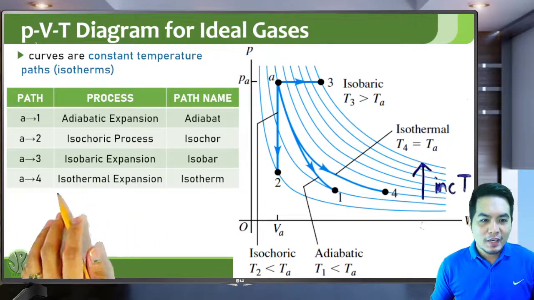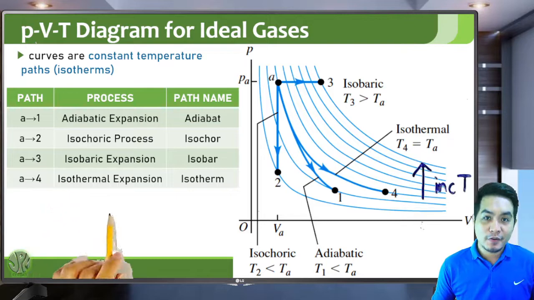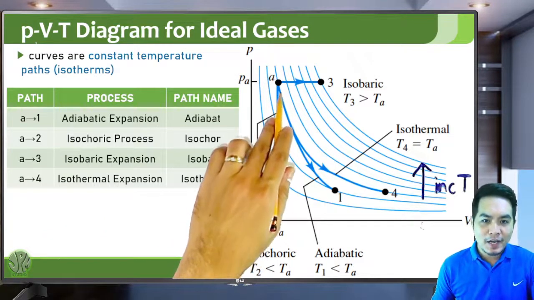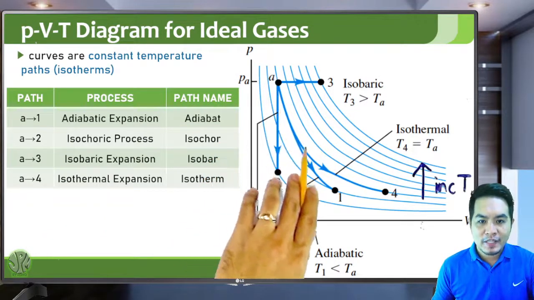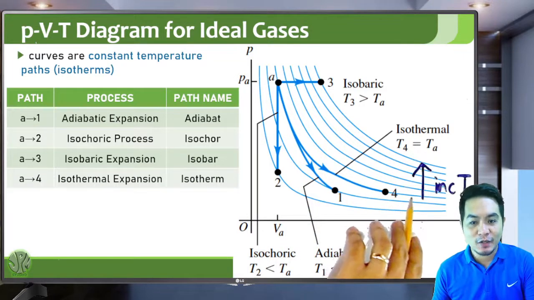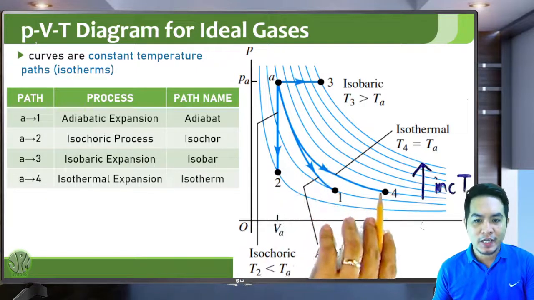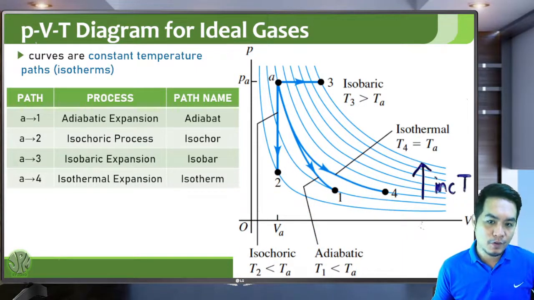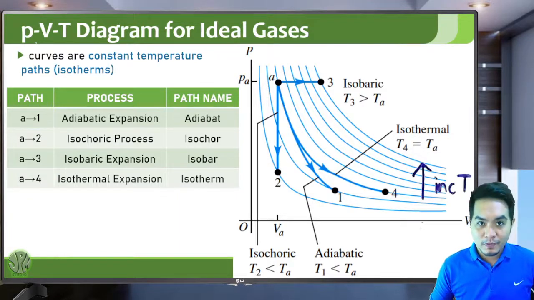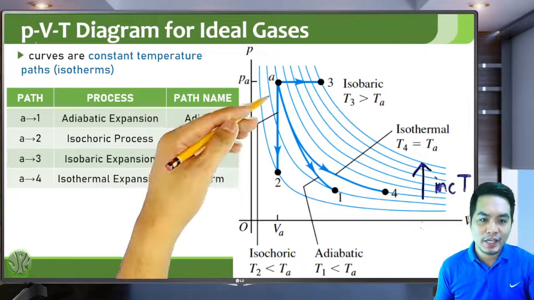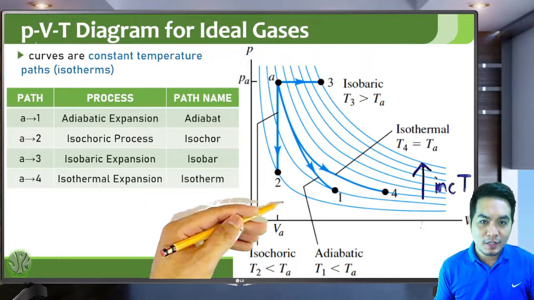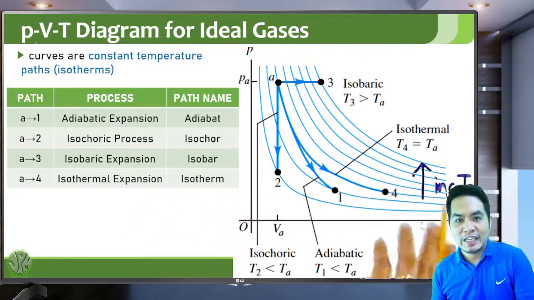So the last path, path A to 4, is an isothermal expansion. If you will notice, path A to 4 only happens along a single isotherm, a single blue line curve. Meaning the temperature at point A is equal to the temperature at point 4. So that's an isothermal expansion in this case. The temperature is the same, but the pressure and volume change. The pressure in an isothermal expansion drops, the pressure decreases, and the volume increases.